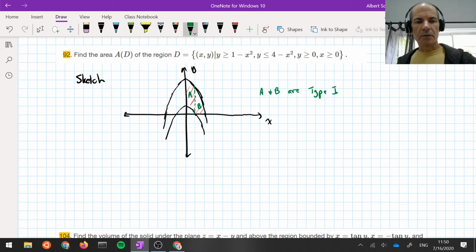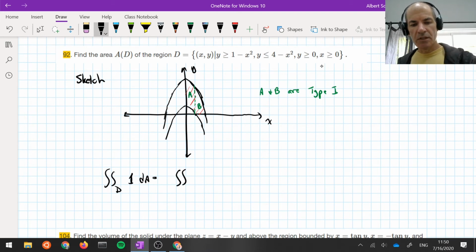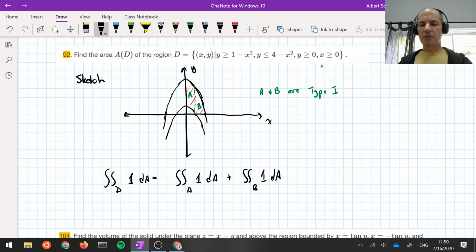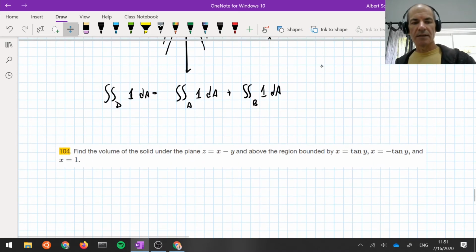So the whole integral, finding the area of D, what integral are we talking about? We're talking about the integral over the set D of the number 1 dA, which is going to equal the integral over the region A dA plus the integral over the region B of 1 dA. So now it's our job to figure out how to put limits on these integrals and calculate them.